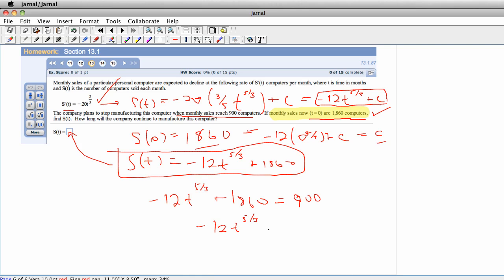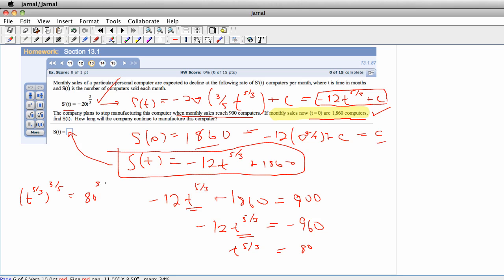The algebra here is a little bit different, so I'll go ahead and do it for you. We do have this minus 12t to the 5/3, which looks a little intimidating, but all we can really do in this case is try to isolate this expression. So if I subtract 1,860 from both sides and then divide both sides by minus 12, I will have isolated the t to the 5/3 expression, and over here I'll have 80. So technically what we're going to do is take both sides of this expression and raise them to the 3/5 power, the 3/5 being the reciprocal of 5/3.